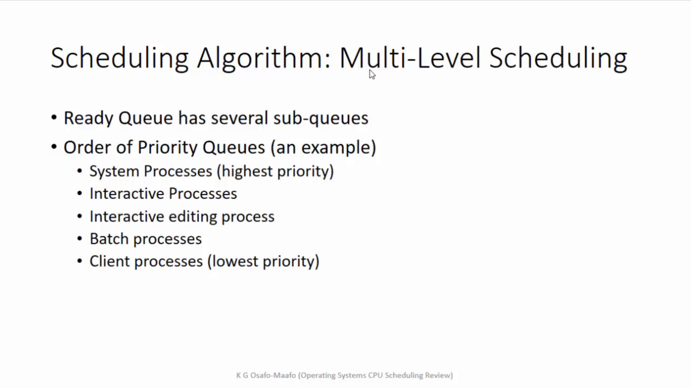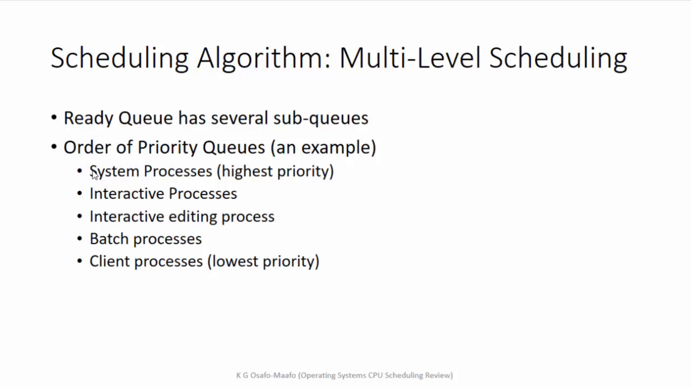But the idea of multi-level scheduling is that each of the different queues could use a different algorithm. For example, system processes could be using round robin. Interactive could be round robin, I think that would make sense. Batch could be first come, first serve. And client processes could be based on priority. So it means that the queues themselves have a priority. If you're a system process, we are more likely to come to you. So we are still picking.